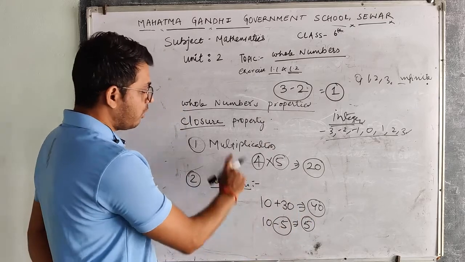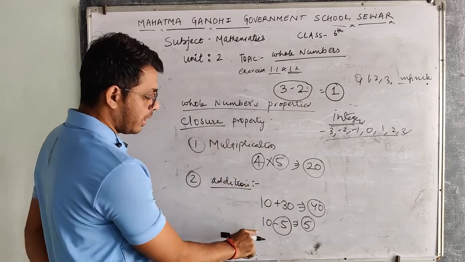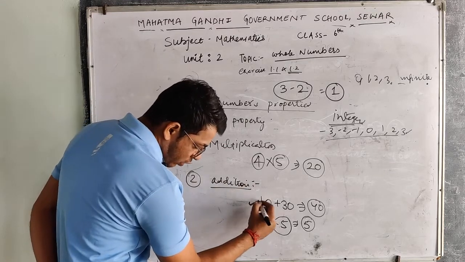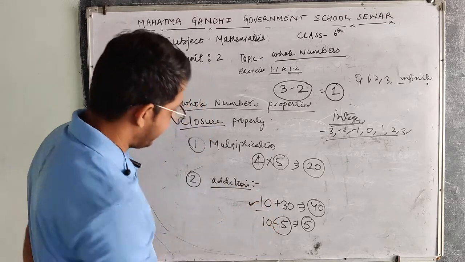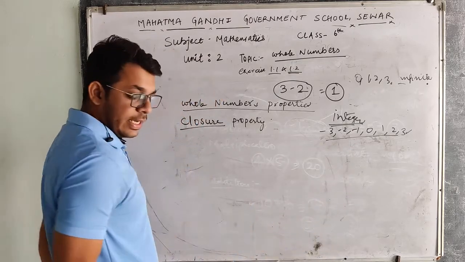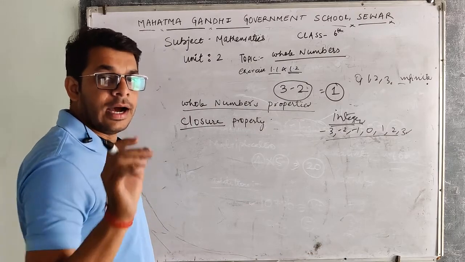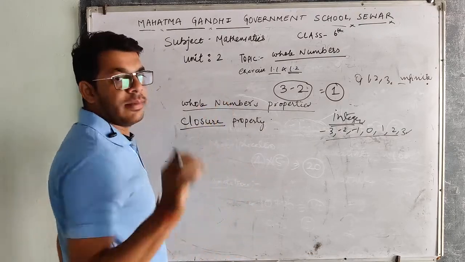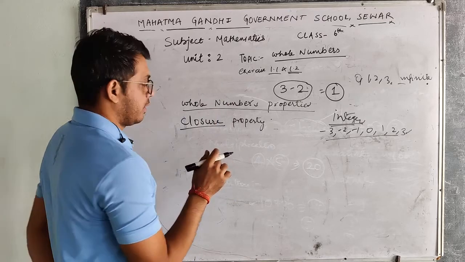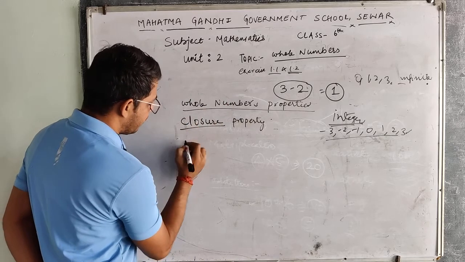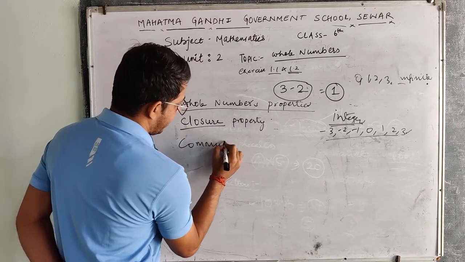So one number is a whole number and the other is an integer, but the result is not a whole number. So it's not following the closure property in the negative sense. But in addition, it's following. So we can say that under multiplication and addition, whole numbers follow the closure property. Now we will talk about commutativity.